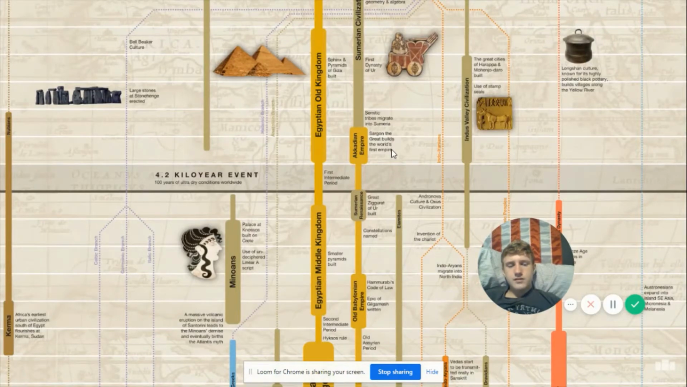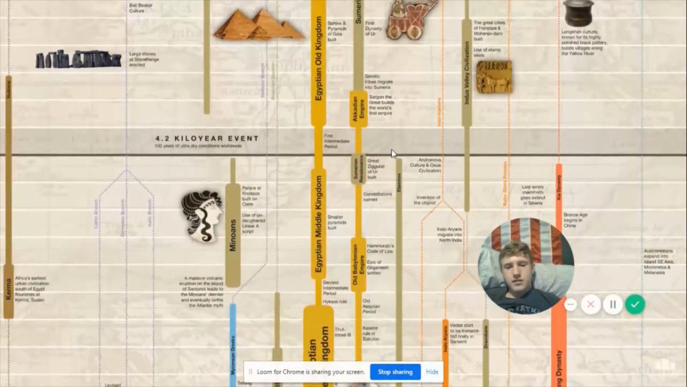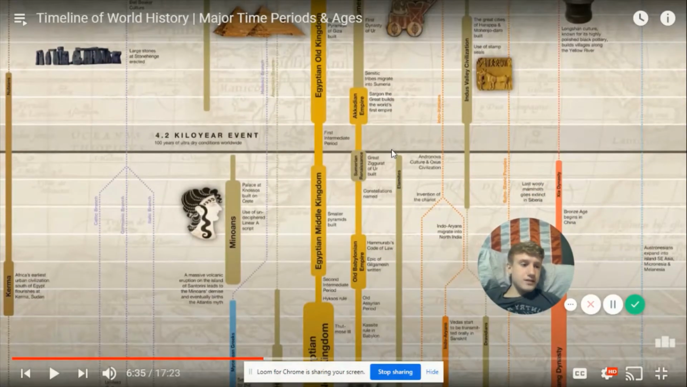Because of this, the Egyptian Old Kingdom, the Akkadian Empire, which had conquered Sumer, and the Indus Valley civilization all declined rapidly. And what's actually interesting is that Sumer would come back with this new Neo-Sumerian Empire, and they would conquer almost all of Mesopotamia. Like they came back with a vengeance. Seriously, it's crazy.